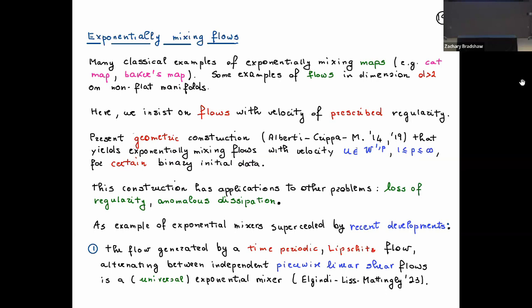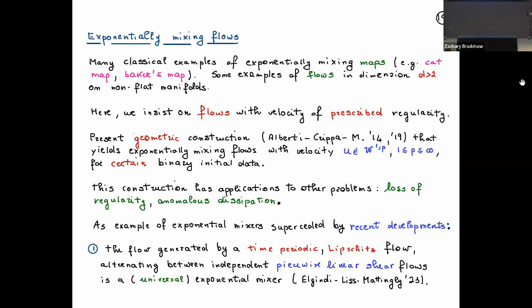Of course, if you allow the velocity to be very rough, then the situation is different. But here I'm talking about the classical theory. Here, on the other hand, we insist, first of all, on flows and not on maps. And secondly, we want to prescribe the regularity of the velocity. So that makes the results from dynamical systems in the deterministic context, in some sense, less applicable. It will be different in the random context.